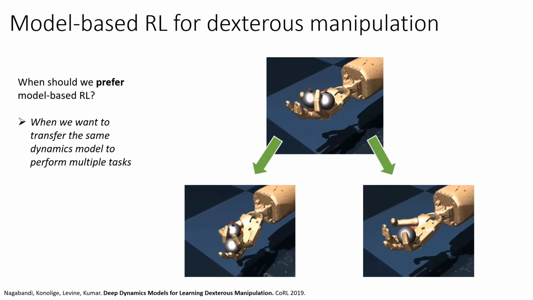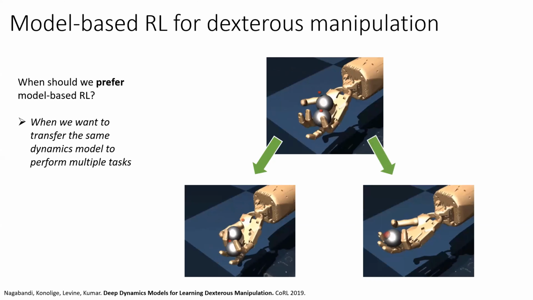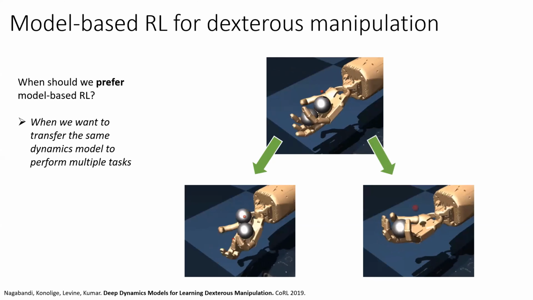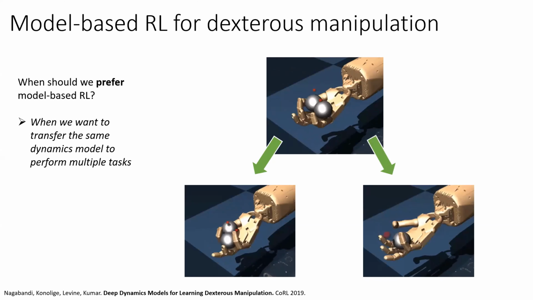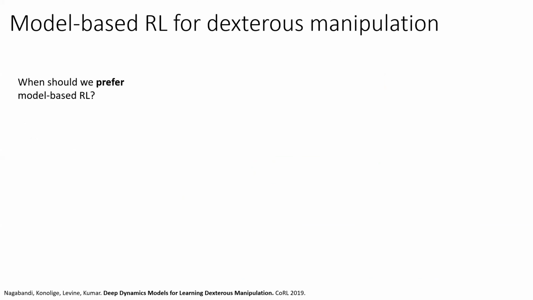And also the same exact model can be used to reposition one ball in the palm to different locations. So the red dot indicates the target position, and you can see the hand automatically tilts in order to get the ball in the right place.